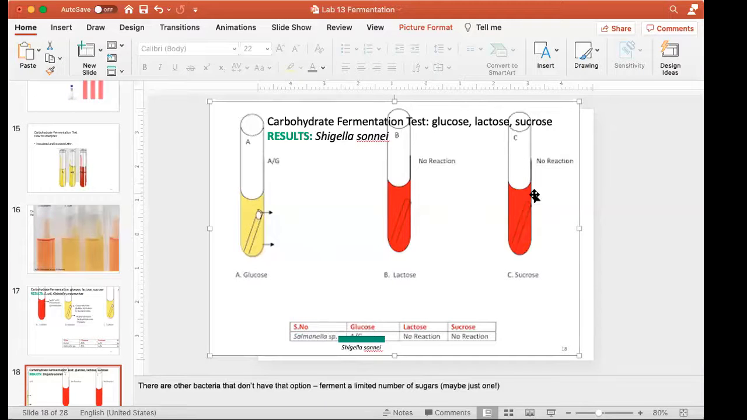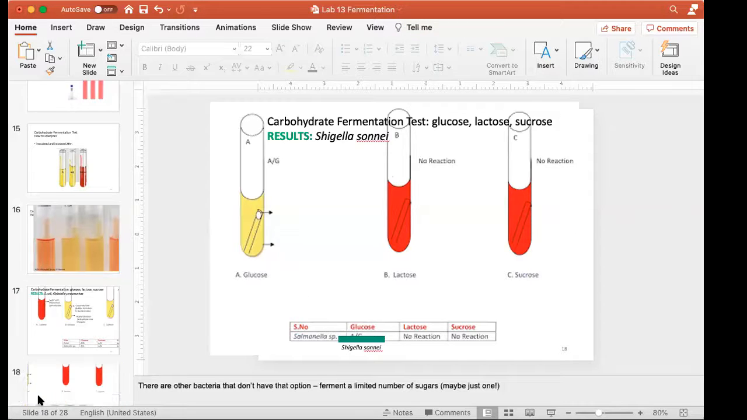Same thing with the sucrose tube. So unable to ferment lactose, unable to ferment sucrose.